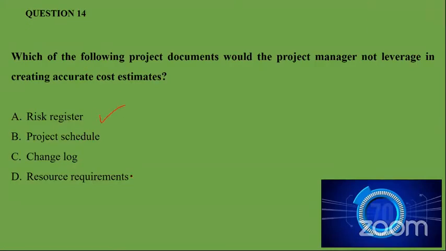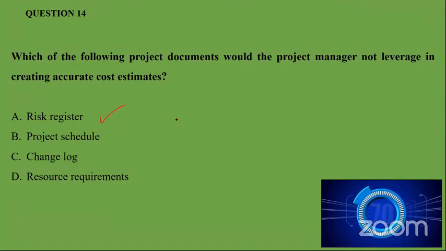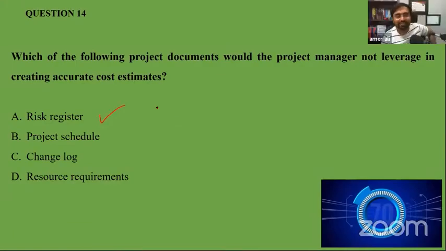Well done. Okay, should be B. Gaurav, why should it be B? Because project schedule is scheduling of the activities. So when we are calculating the cost estimates, the estimates are dependent on the schedule. Okay. So which of the following project documents would the project manager not leverage in creating an accurate cost estimate?